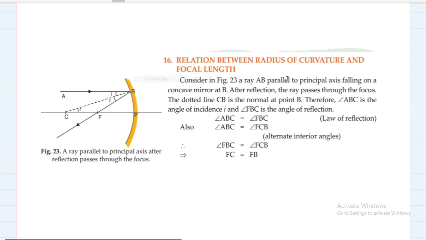Relation between radius of curvature and focal length. Consider figure number 23. Consider in figure number 23 a ray AB parallel to the principal axis falling on a concave mirror at B. देखो अभी हम क्या कर रहे हैं पता है, वी आर फाइंडिंग अ रिलेशनशिप बिटवीन रेडियस ऑफ कर्वेचर एंड फोकल लेंथ. कैसे करना है, इसलिए ये डायग्राम समझना जरूरी है. सो वी कंसिडर अ रे ऑफ लाइट ए बी विच इज पैरेलल टू द प्रिंसिपल एक्सिस.